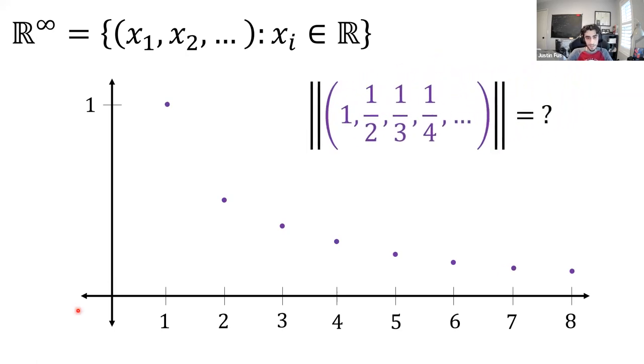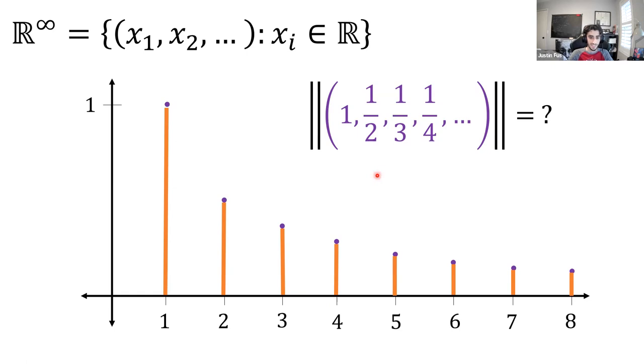Now, what if we want to define a norm on this R infinity space? What does it mean for a sequence to be super big or super tiny? Or even, how do we know when two sequences are close to each other? There are all sorts of ways we could approach this. One way is to appeal to our Euclidean norm. Consider these orange heights of our function, and what happens if we add up the squares of each of them, sort of like how we did the square root of x squared plus y squared plus z squared. Does it make sense to define a norm this way?